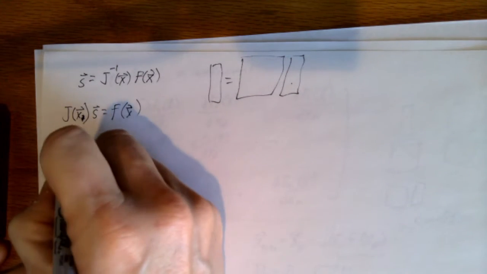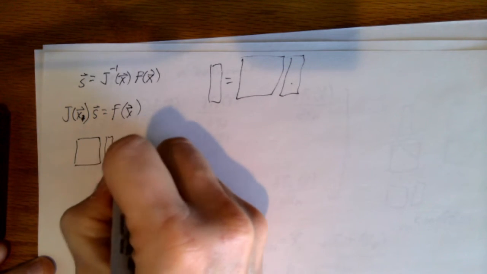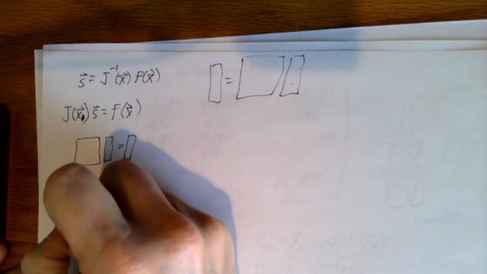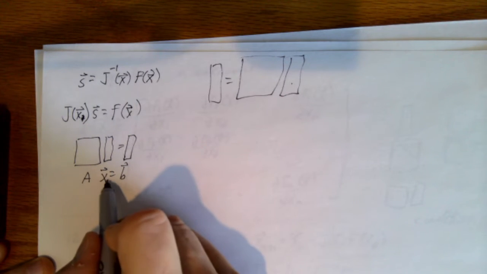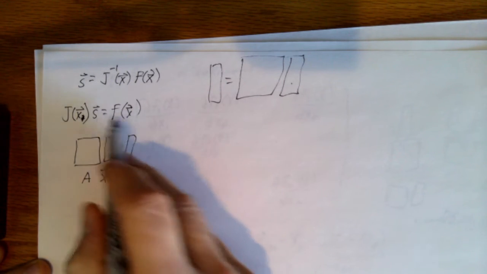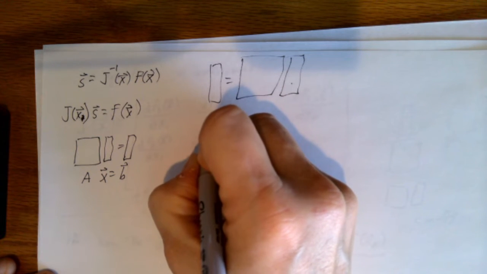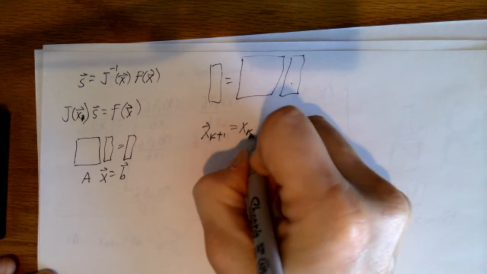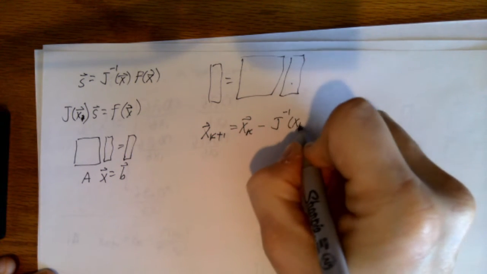Well, now I can just solve the system of equations. So I have this square matrix, this column vector here is equal to a column vector, and just like when you solve other systems of equations, we normally write this as being Ax equals b form. You're given A, you're given b, you solve for x. Well, that's what we're doing here. We're given this, we solve for s, and we'll do that each time. So that means what we will do is replace this right here, x of k plus 1 is equal to x of k minus the inverse of this with respect to x of k.